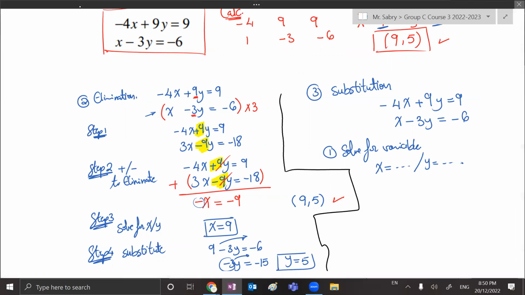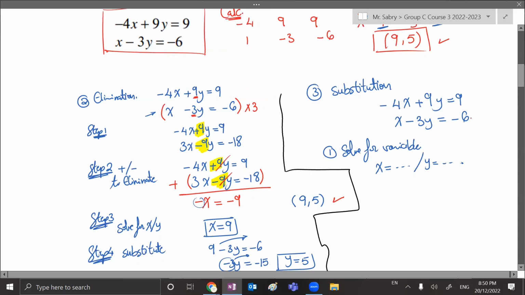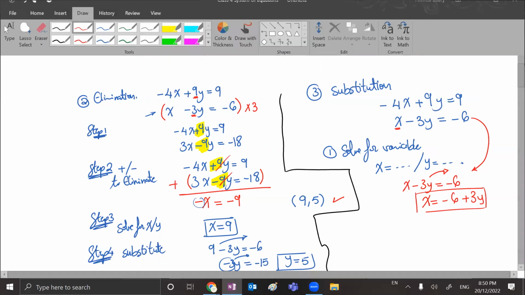For example, in this case, I would take this equation here because here the x already doesn't have a coefficient. I can take this one and I can move the negative 3y to the other side so that x will be completely alone. Now x is equal to negative 6 plus 3y. I have the x completely alone now. That's step number one done.